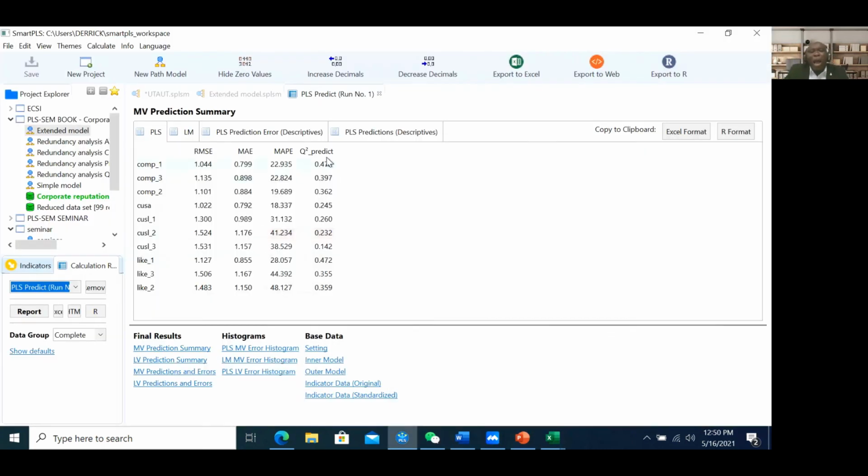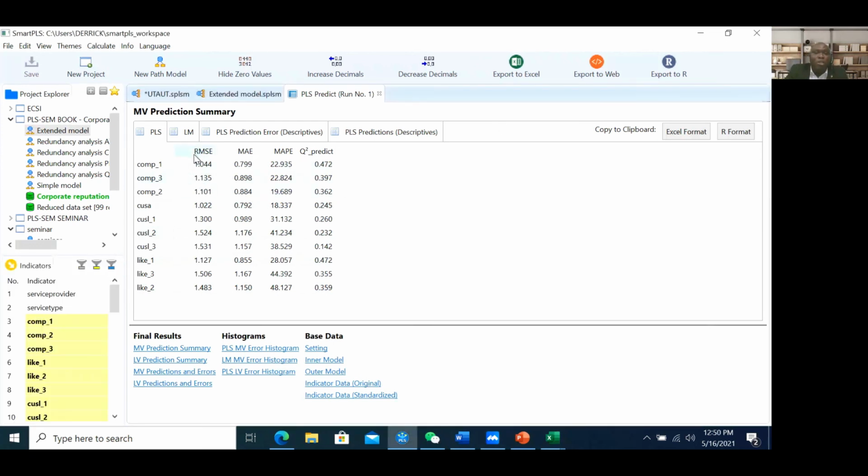Good. So after you have assessed this, what you do is compare the error terms. You can either use the root mean squared error, the RMSE, or the MAE, or the MAPE. You can use any of them. So now, for instance, if you are going to use the RMSE, you're going to compare the values for our target construct.